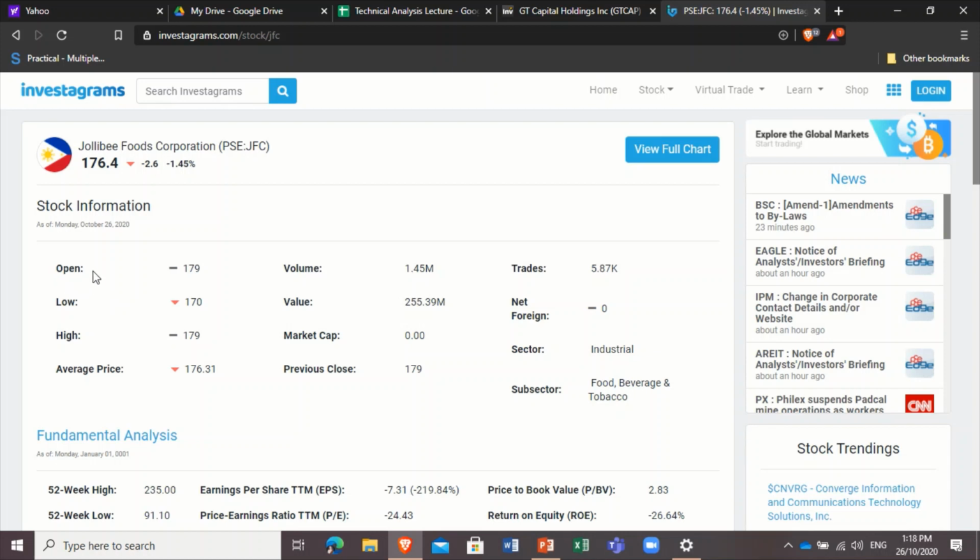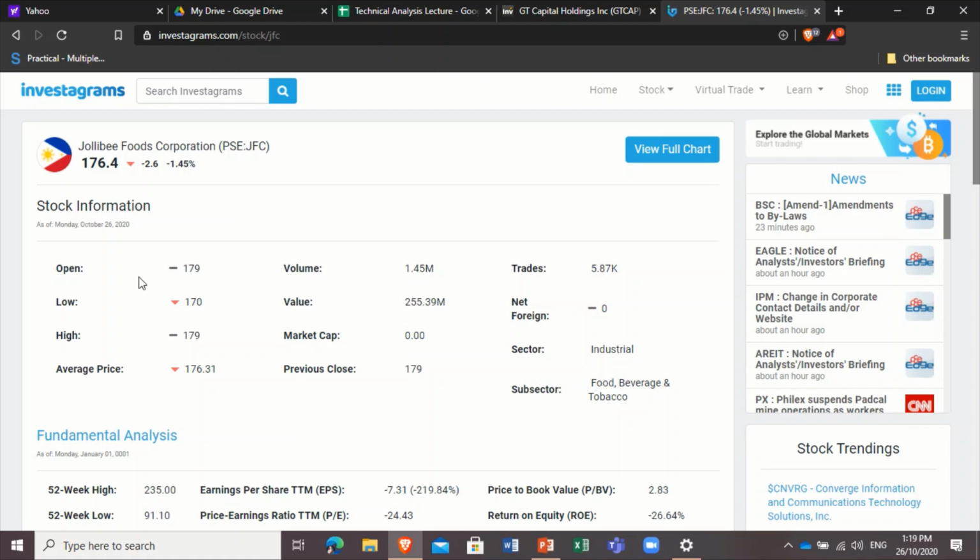Ang ibig sabihin lang ng open is the opening price of the day. Low is the lowest price of the day. High is the highest price of the day. And the closing price is the stock price at which the stock was sold at the time na nag-close yung stock market for a particular day. And also volume, which signifies the amount of trades that were executed for the given day. And then we have the value of the stock trade for that particular day.